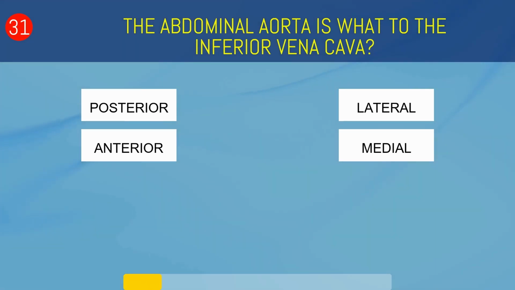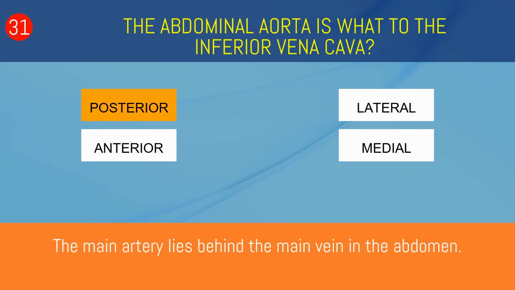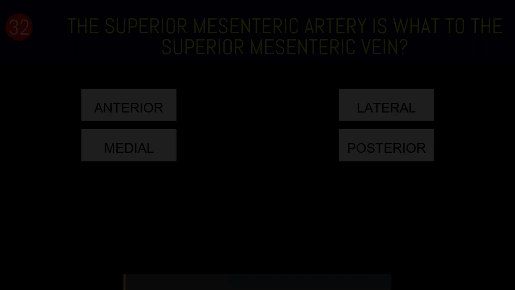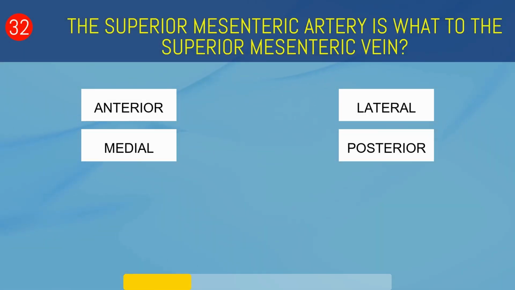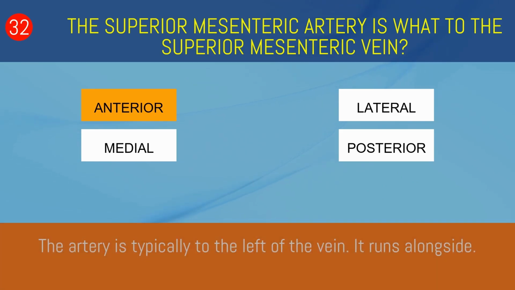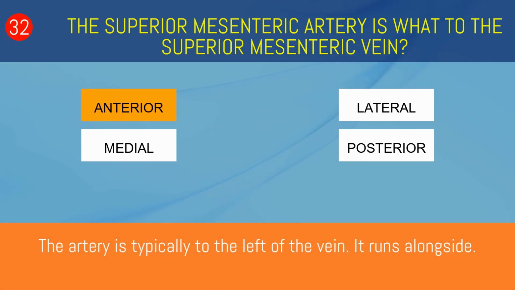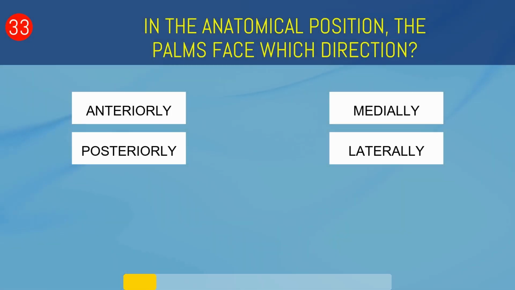The abdominal aorta is what to the inferior vena cava? Posterior, anterior, lateral, or medial? Posterior. The main artery lies behind the main vein in the abdomen. The superior mesenteric artery is what to the superior mesenteric vein? Anterior, medial, lateral, or posterior? Anterior. The artery is typically to the left of the vein. It runs alongside.